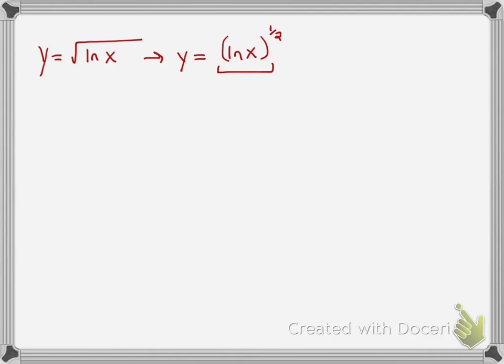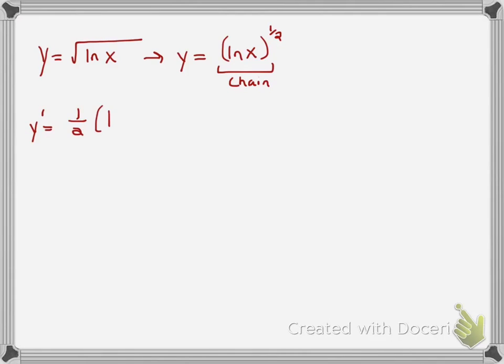This has to be chain rule because the outside function is the square root function. The inside function is my natural log function, and then even further inside of that is my function x. So this is going to be chain rule 3 times. Right? So we're going to start out with my outside function, which is the 1/2.